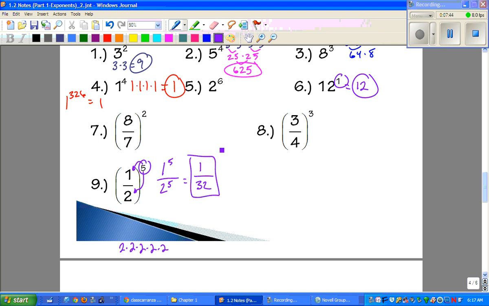Now, if we were to write the expanded form of that, it would be 1/2 times 1/2 times 1/2 times 1/2 times 1/2. 1 times 1 times 1 times 1 times 1 gives us 1. 2 times 2 is 4. 4 times 2 is 8. 8 times 2 is 16. And 16 times 2 gives us 32.